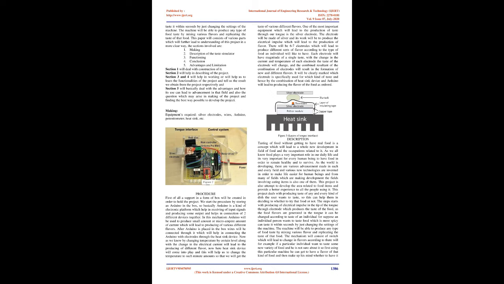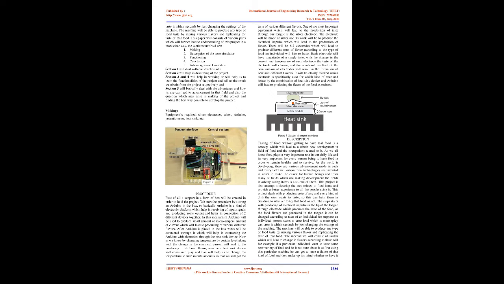Making. Equipment required: silver electrodes, wires, Arduino, potentiometer, heat sink, etc. Procedure. First of all, a support in the form of a box will be created in order to hold the project. We start the procedure by storing an Arduino in the box. Arduino is an electronic platform which helps in receiving input signals and producing some output, and helps in connecting two different devices together. In this mechanism Arduino will be used to produce a small, microampere amount of current, which will lead to producing various different flavors.